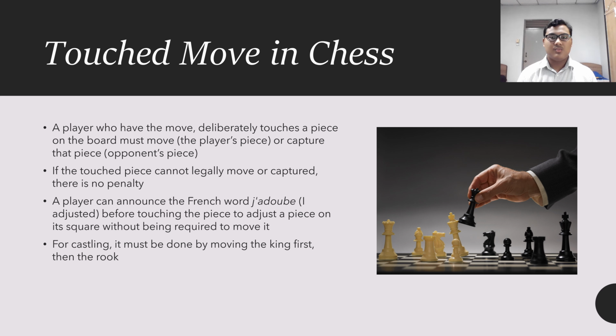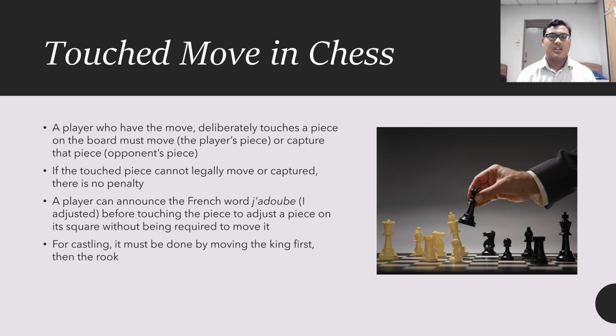But there's a French phrase called "j'adoube." I don't know how to pronounce it, but it means "I adjust." A player can announce this word before touching the piece to adjust a piece on its square without being required to move it. Because in physical chess, sometimes the chess pieces are not in the center of the square. So we can say "j'adoube" and then adjust the piece so that it will be perfectly in the middle of the square.